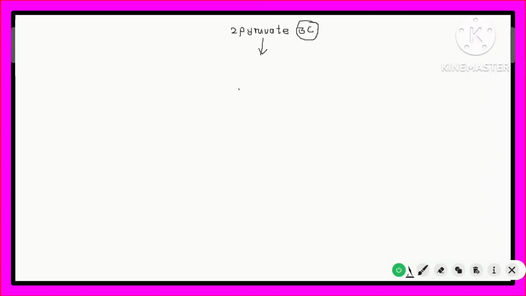Now this pyruvate undergoes decarboxylation, that is, release of carbon dioxide, and it will form acetyl CoA. Now there is one compound known as oxaloacetic acid. This oxaloacetic acid along with the acetyl CoA forms citric acid.